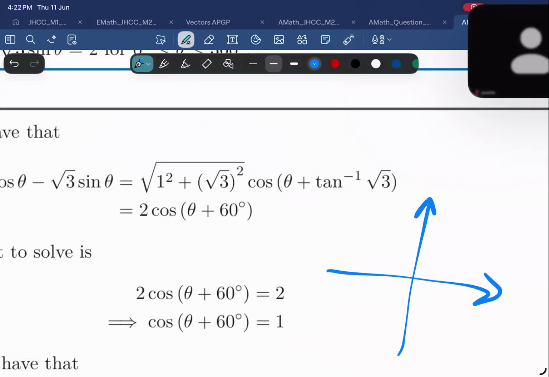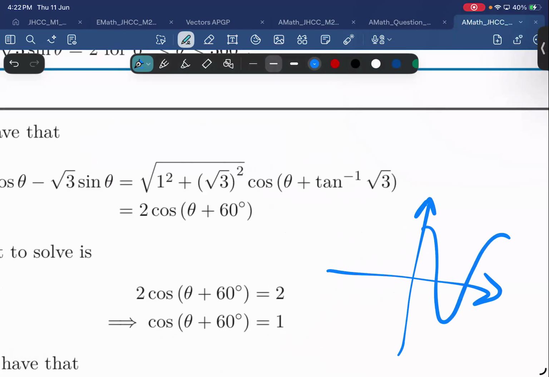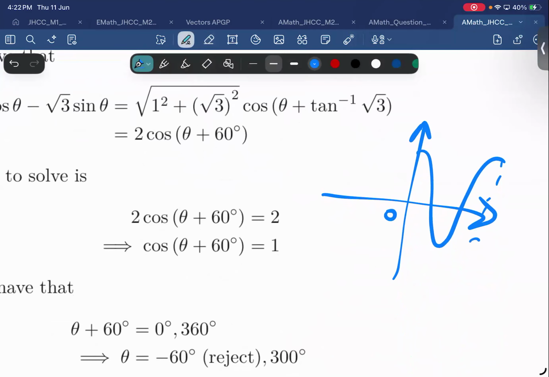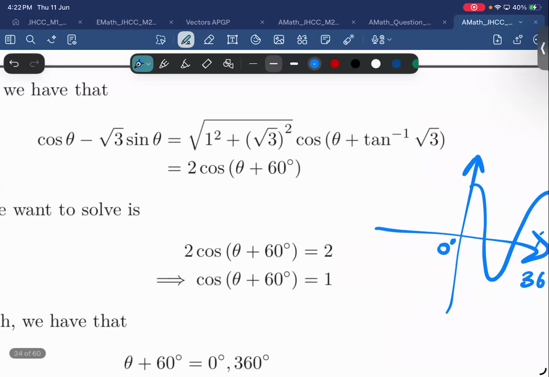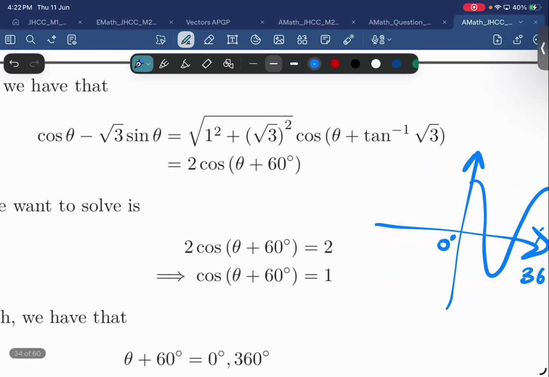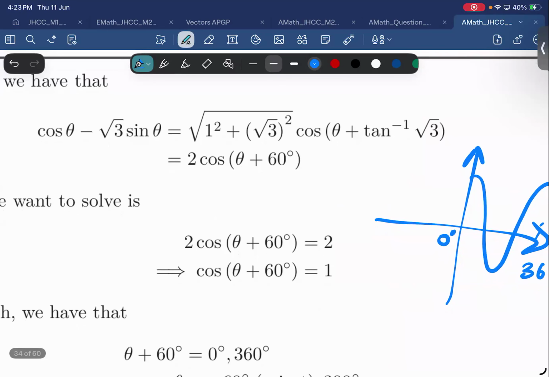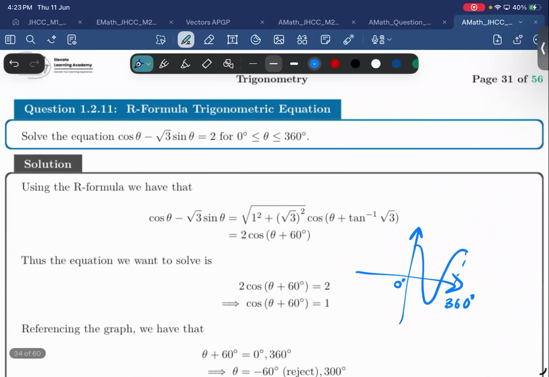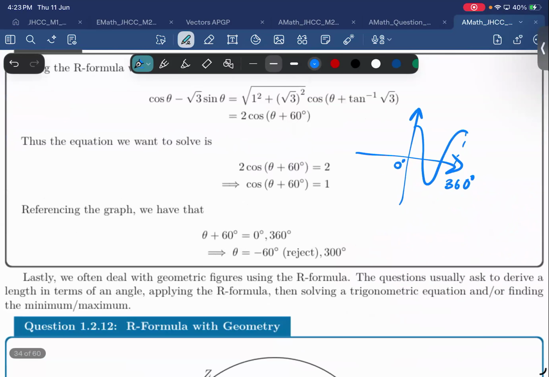If you were to draw your graph, it looks like this. So when it's equal to 1, where is the value of theta when cosine equals 1? It's at 0 and at 2 pi, which is 360 degrees. So you have two angles, 0 degrees and 360 degrees. But this is theta plus 60 degrees, so you must minus 60 degrees on both. So minus 60 and 300. And we have to solve from 0 to 360, so you should reject the minus 60 degrees.